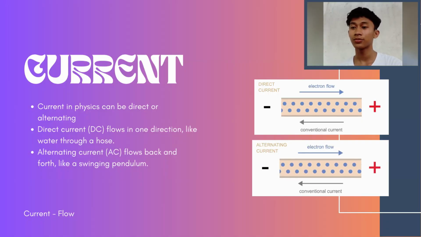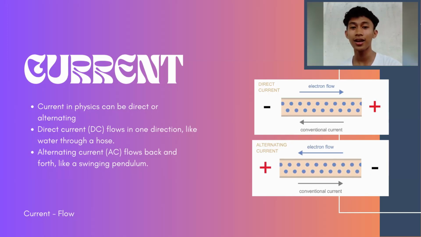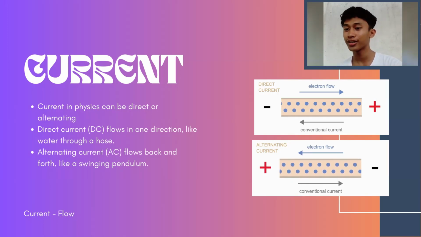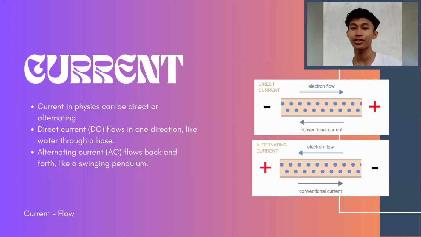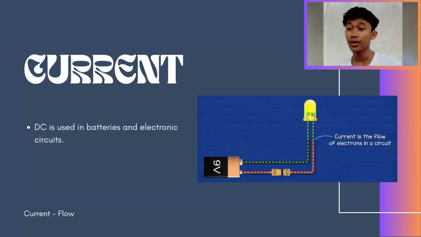So, we have two types of currents, which are the direct current and alternating current. The most basic idea here is that direct current flows in one direction, as you can see in the first illustration, while the AC or alternating current flows back and forth like a swinging pendulum. So, back and forth. That is the main idea for our two types of current.